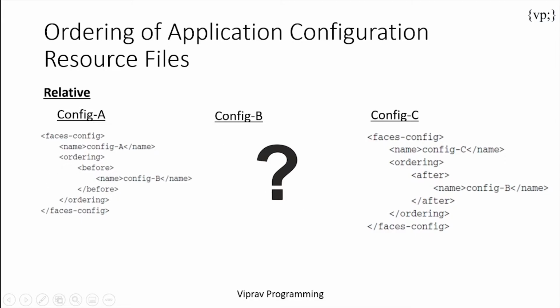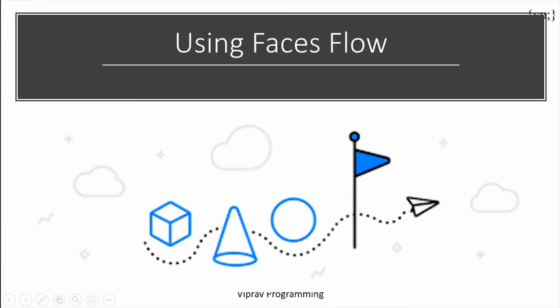Now let's take a look at facelets flow. JSF allows you to use a new kind of scope called flow scoped that is greater than the request scope but less than the session scoped. This can be used in a series of pages in a checkout process in an online store.